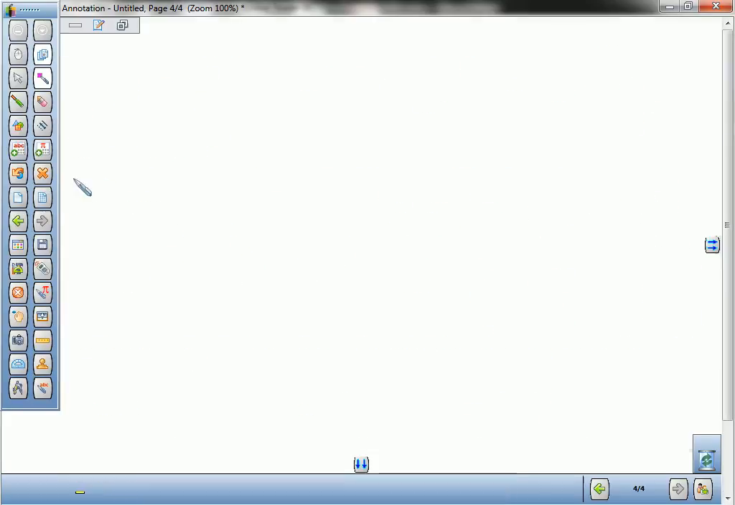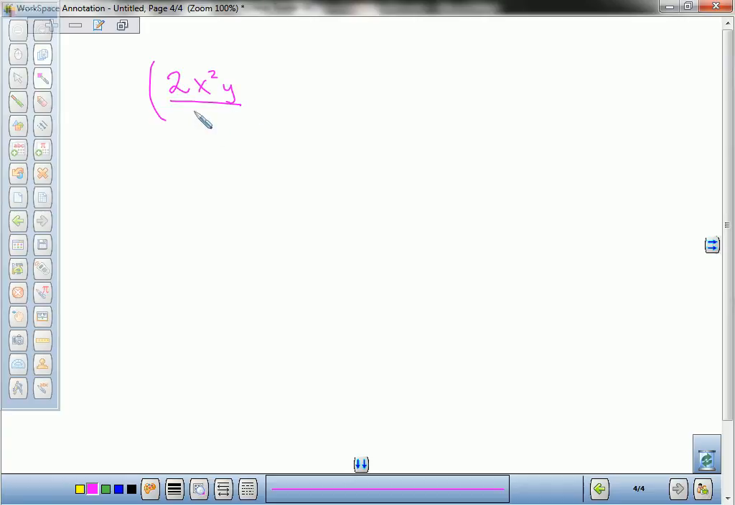Okay, so before we do the negative ones, I want to do some more. So this is going to mix it all together. All right, let's say we had 2x squared y over x to the 5th squared.